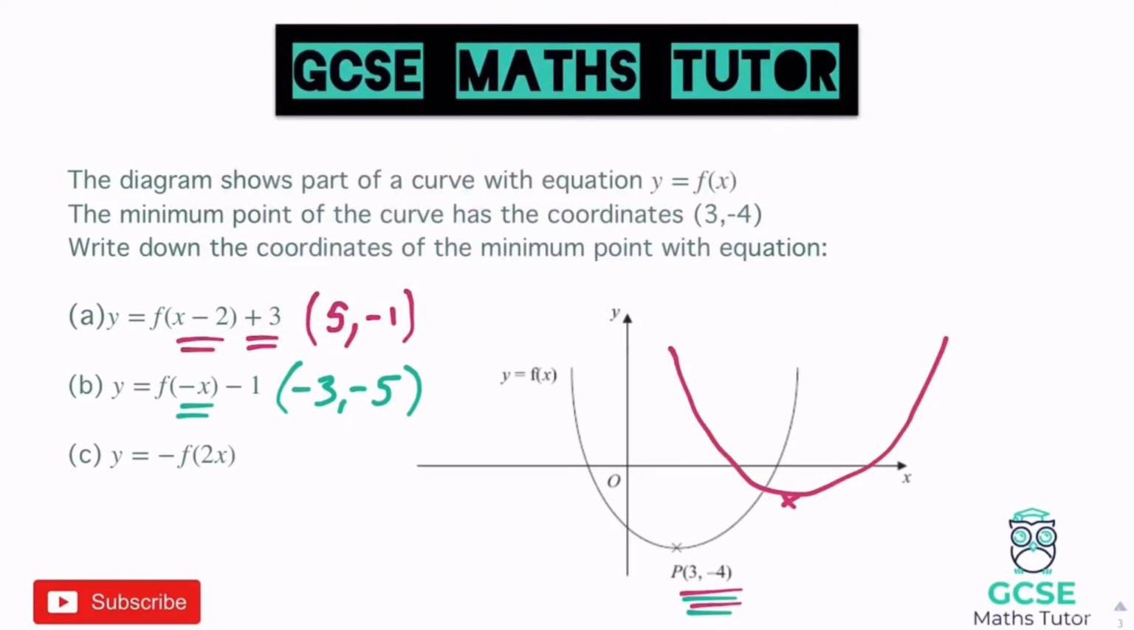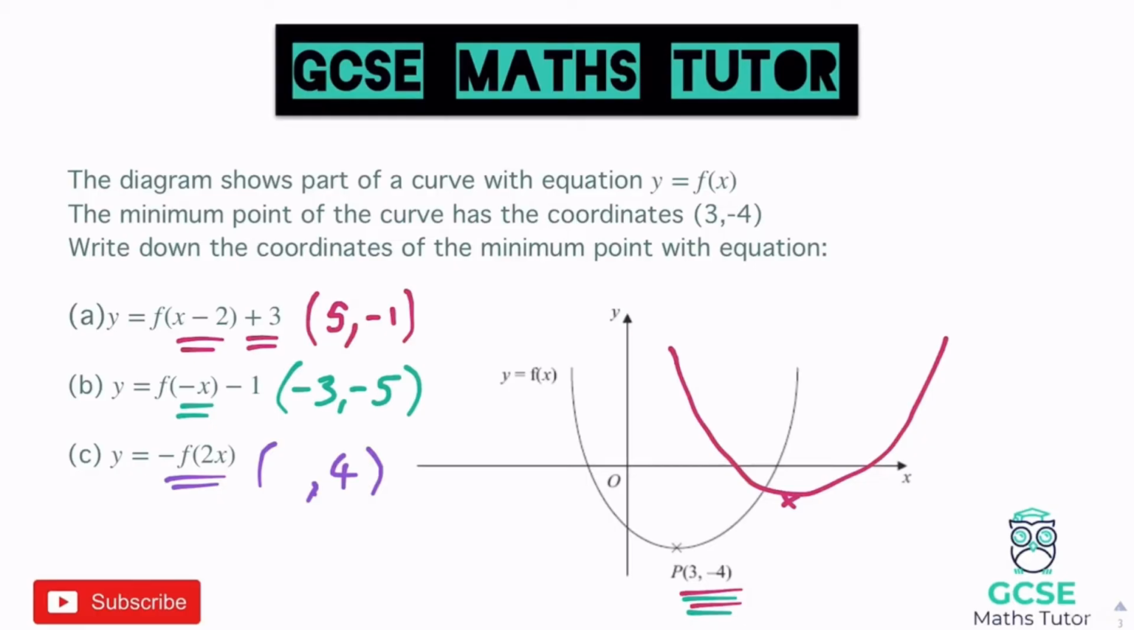And on to the last one here, we've got y equals minus f of 2x. So the minus on the outside affects the y coordinate, and again it flips the symbol. So if we're doing that bit first, let's have a think. Leave a little empty gap for that one there. So the y coordinate is going to change symbols, so it's going to go from minus 4 to positive 4.